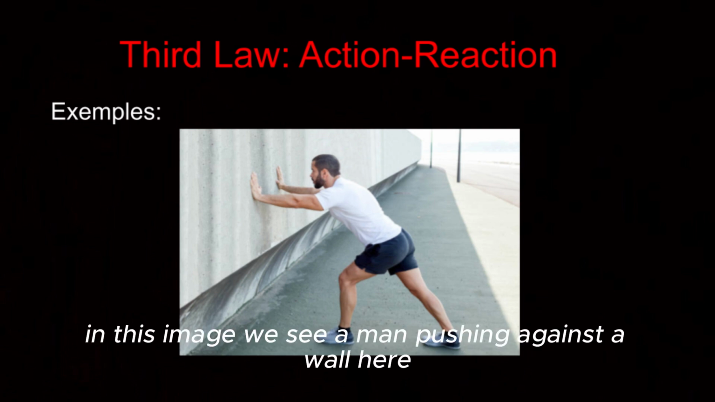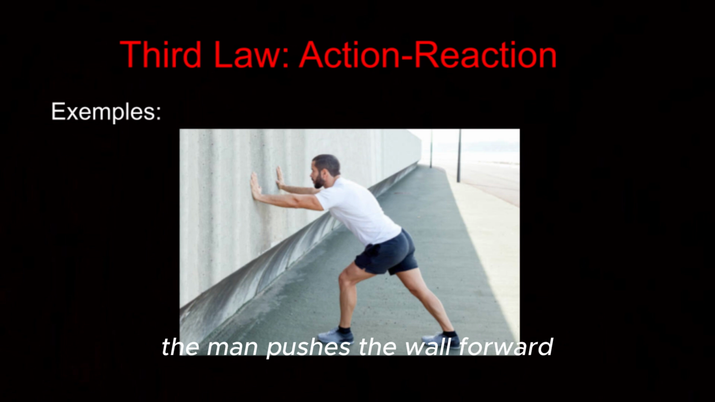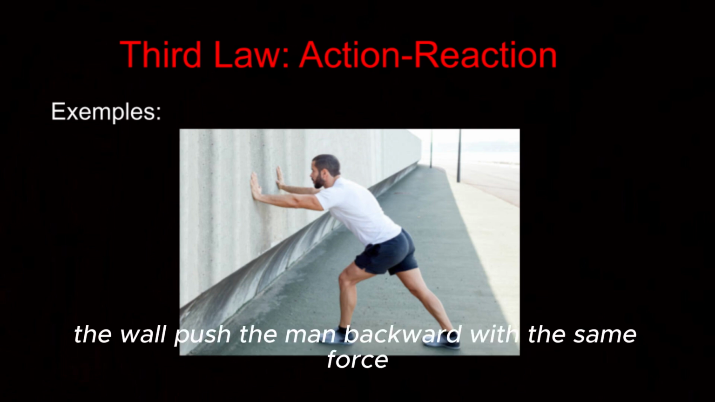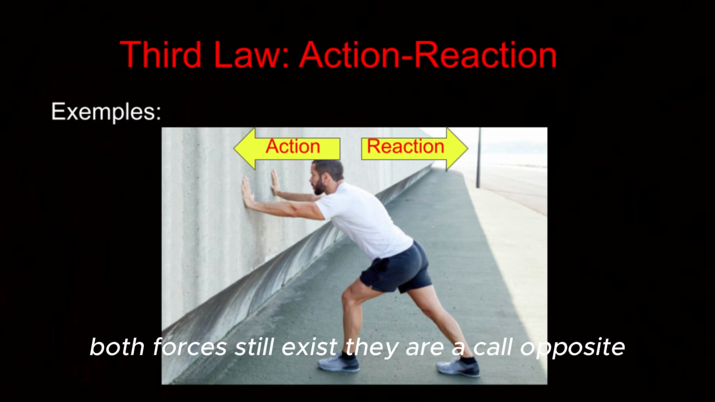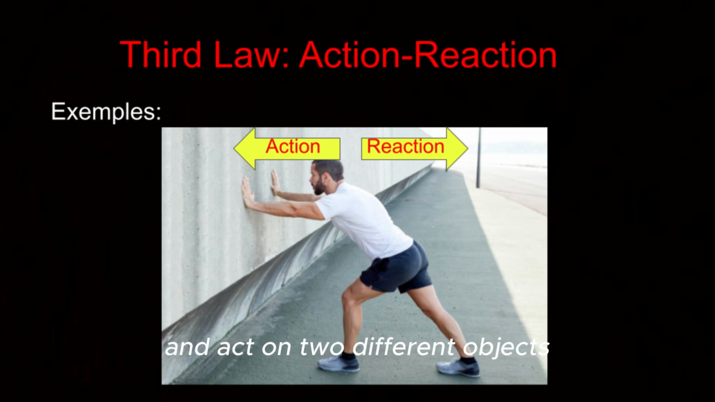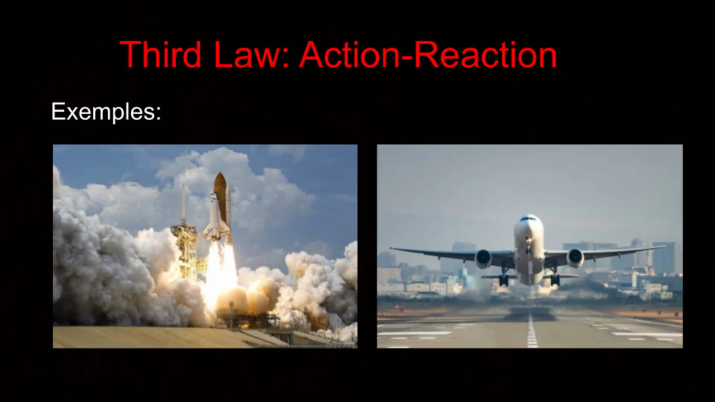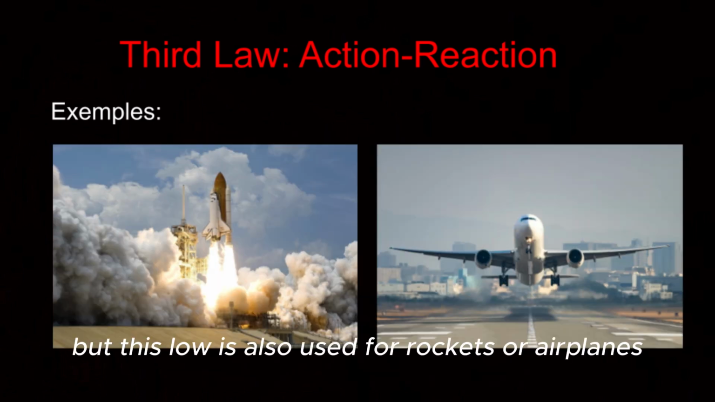In this image, we see a man pushing against a wall. Here, the man pushes the wall forward. That's the action. The wall pushes the man backward with the same force. Even if the wall doesn't move, both forces still exist. They are equal, opposite, and act on two different objects. But this law is also used for rockets or airplanes.